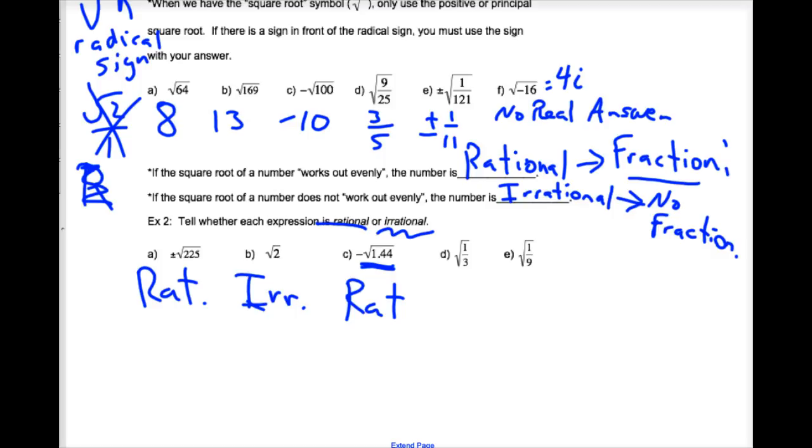Good try there, good thinking. Most of them know, aren't they? How about the square root of 1/3, guys? Rational, irrational. How about 1/9? Rational. Rational, because the square root of it is 1/3, which is a fraction. The square root of 1/3 is not rational.